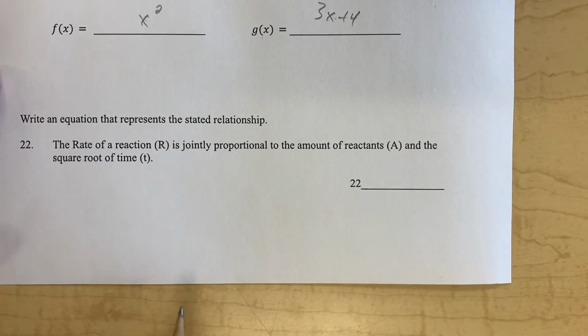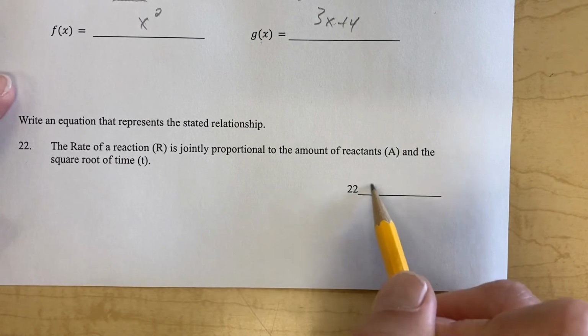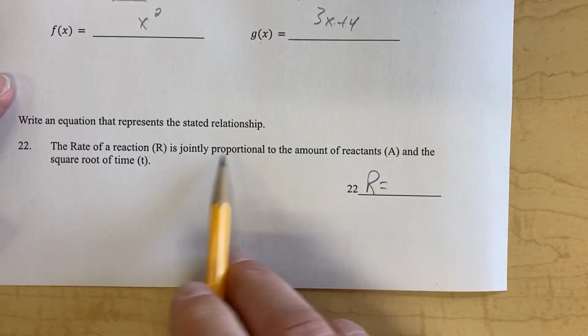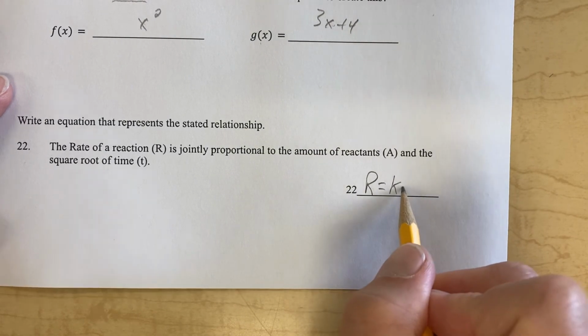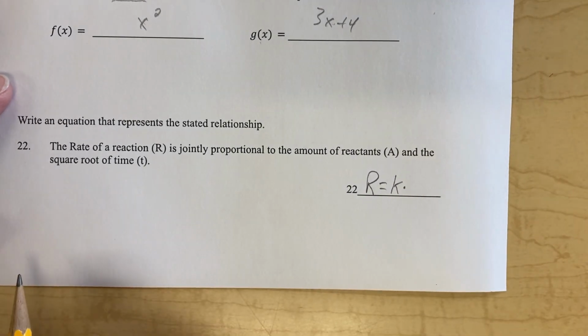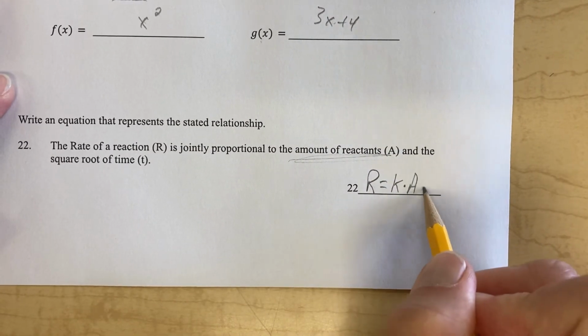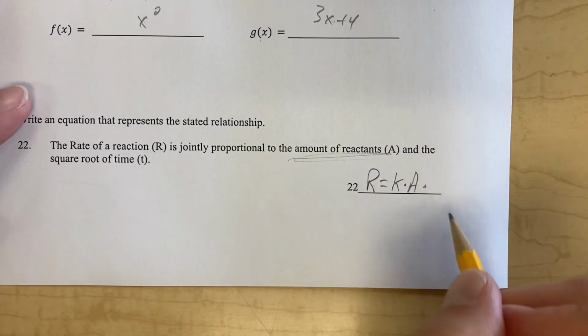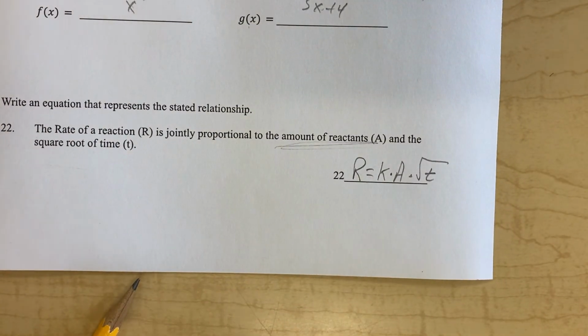And then our last one wants us to write an equation for this. So it says the rate of a reaction. So we'll go R is jointly proportional. So we have this k constant that keeps things in balance. And because it's jointly, that means we're going to be multiplying by a couple things. One thing is the amount of the reactant, so A, and the square root of the time, so then square root of t. All right, so that would be our equation.